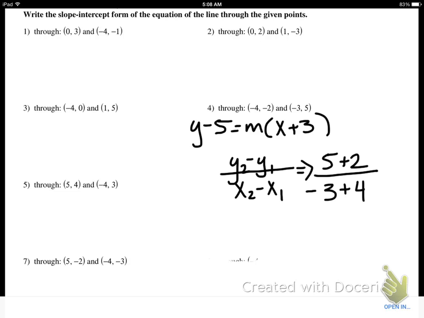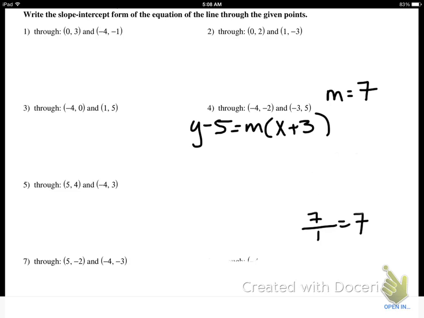All right, I'm doing a quick little double check, and then luckily I have an answer key, so I don't have to worry too much if I screw this up. I've got a 7 over 1. Oh, that's nice. My slope is 7, which makes sense to me because on the picture that I drew, it was a very steep slope, and 7 is a definite steep slope, so I'm feeling good about that calculation.